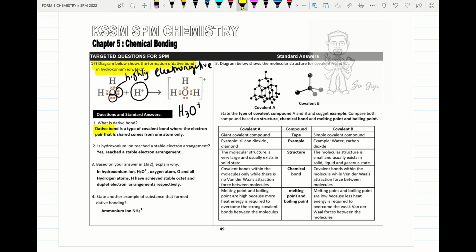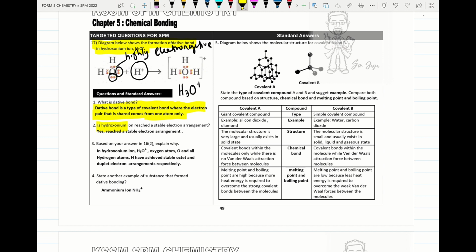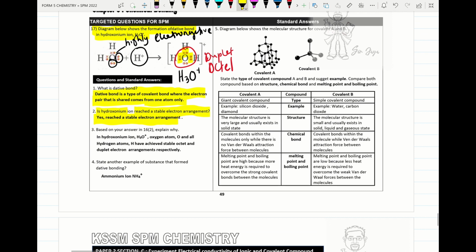What is meant by dative bonding? Dative bonding is a special type of covalent bond where the electron pair that is shared comes from one atom only. Does the hydroxonium ion reach a stable electron arrangement or not? Please check: all the hydrogen atoms in the hydroxonium ion have achieved stable duplet electron arrangement, and the oxygen atom has achieved stable octet electron arrangement. So the answer is yes, it reaches a stable electron arrangement.